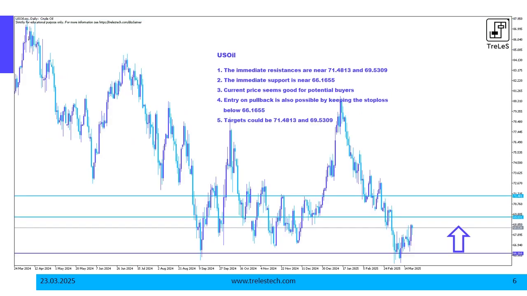Our last chart presents US oil. Currently, the immediate resistance is near 71.4813 and 69.5309, while the immediate support level is around 66.1655. Given the price action, this level looks favorable for potential buyers.